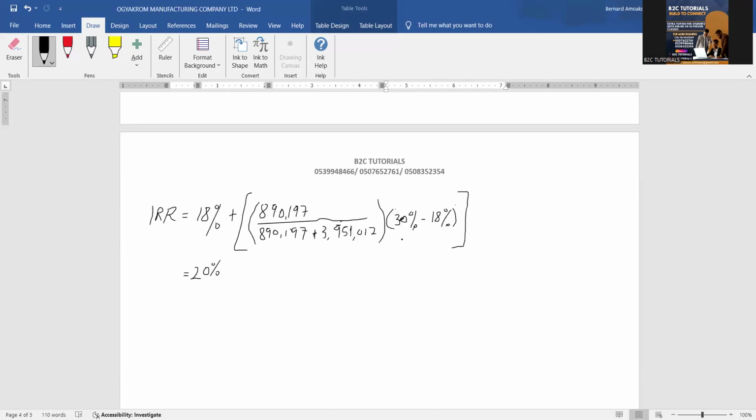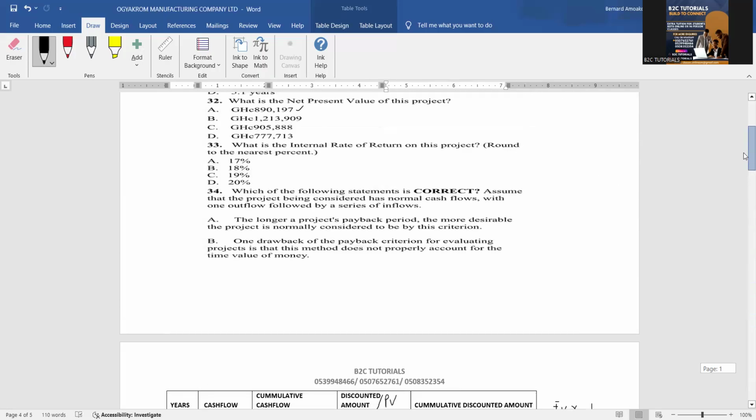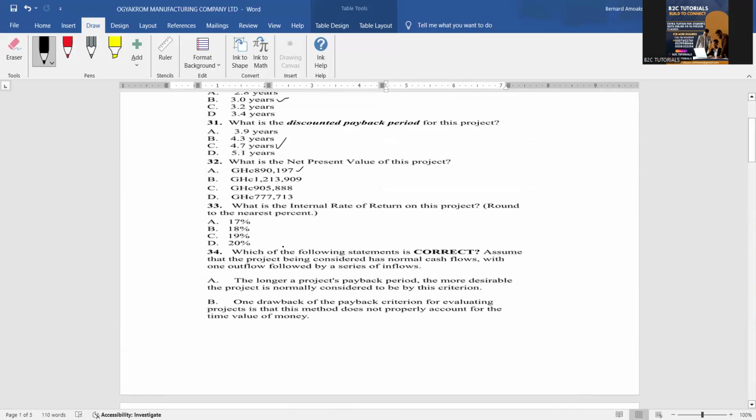Now, when you do this clearly and you do it well, you would have the 20%. Even if you use a different rate, you still get the 20%. So that is for question number 33. And then the final answer is 20%.